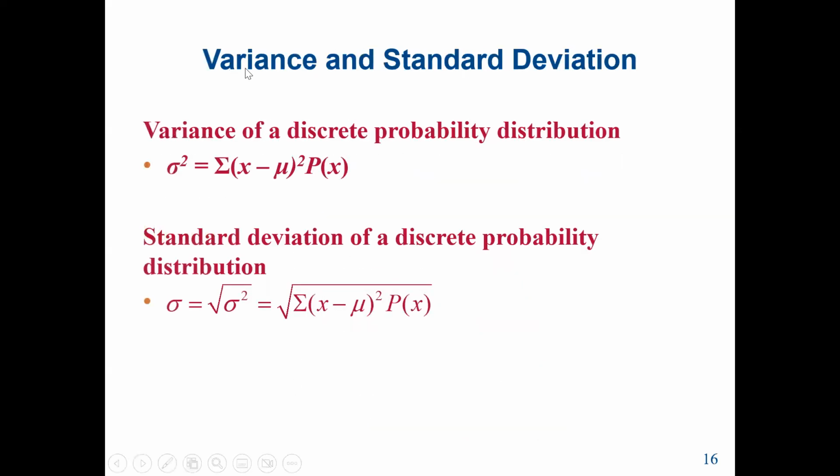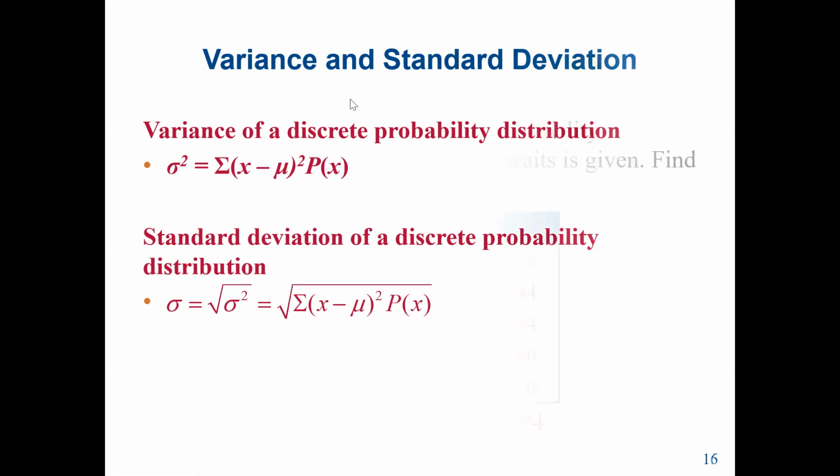Next, we can also find the variance and the standard deviation of a discrete probability distribution. Now, to find the variance, we find the difference between each x value and the mean, then we square it and multiply by the probability of that x value. Then the standard deviation is the square root of the variance.